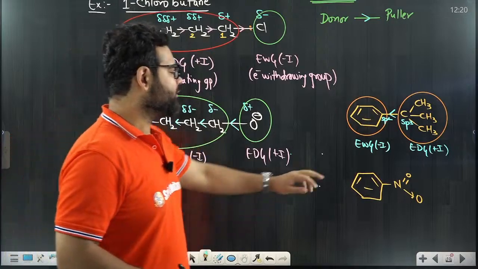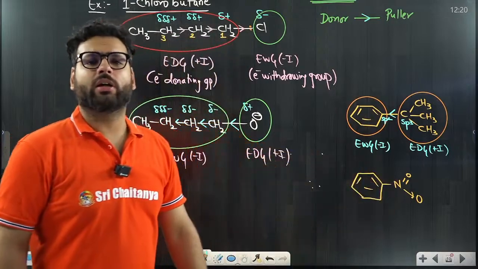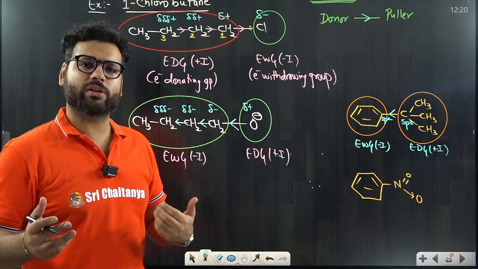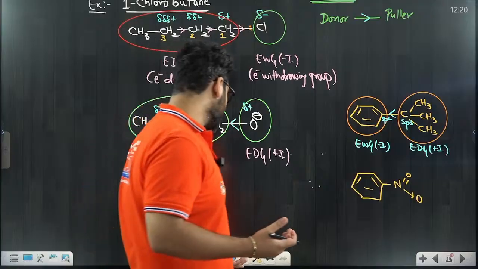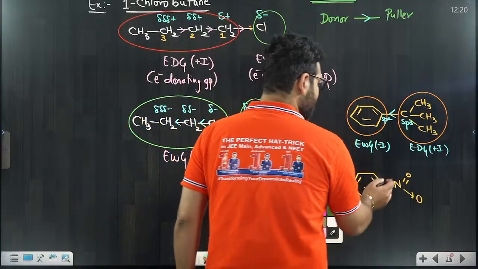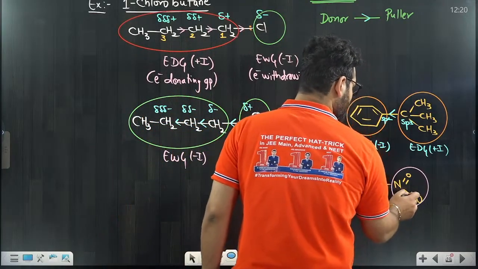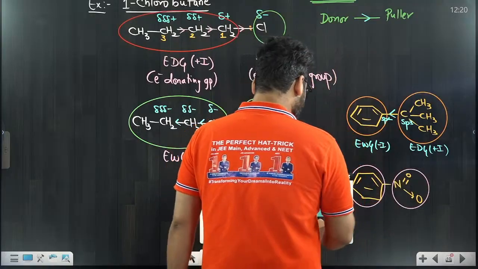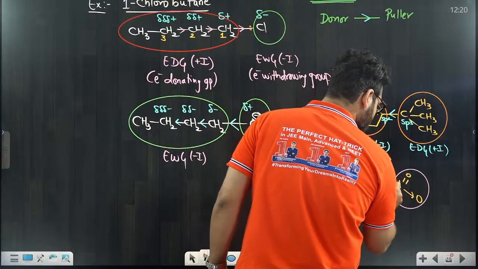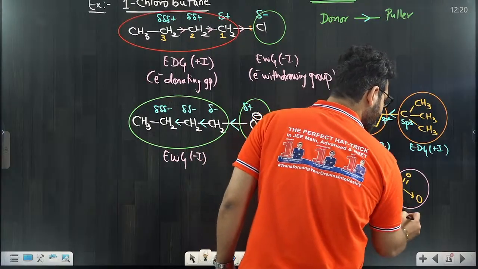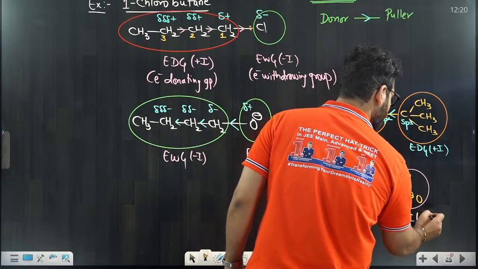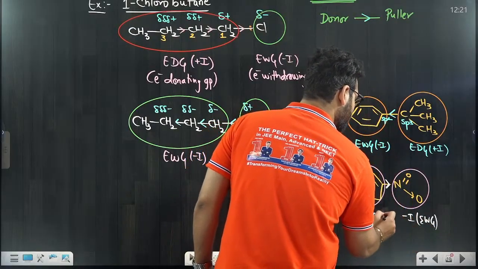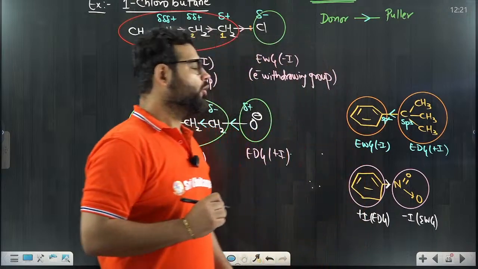Correct. Whereas when I compare carbon versus nitrogen, nitrogen is so much more electronegative than carbon. Then here nitrogen becomes the puller. So benzene has to become the donor. So here what will happen? NO2 will start pulling the electron towards itself. So this will become minus I, electron withdrawing group. Then benzene becomes plus I, electron donating group. I hope it is clear.